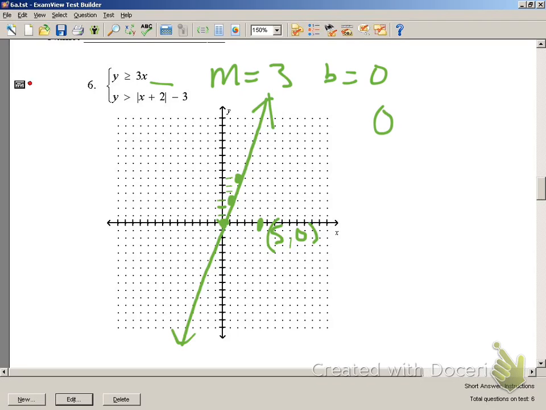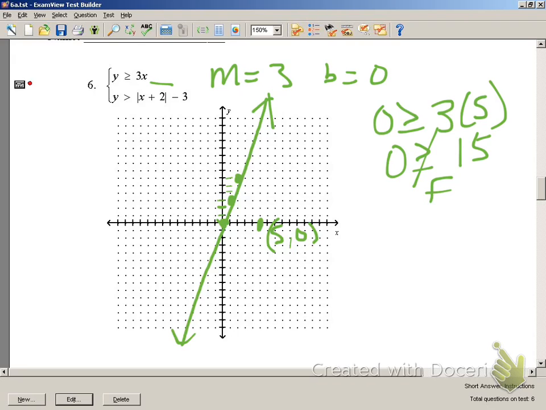So 0 greater than or equal to 3 times 5, that is 0 is greater than or equal to 15. That is a no-no. That's false. So that means I'm going to shade on the opposite side of my test point. Everything over here.